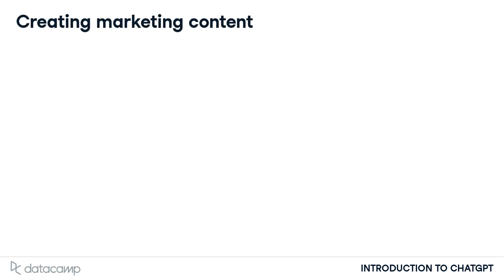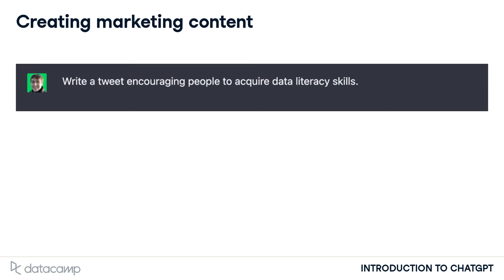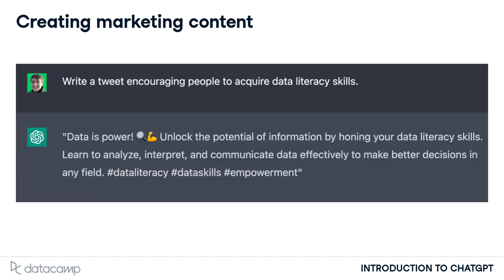Summarizing text or concepts is pretty cool, but ChatGPT can also perform more creative tasks, such as creating marketing content. Let's ask ChatGPT to write a tweet encouraging people to acquire data literacy skills. This tweet is pretty good. ChatGPT came up with a catchy slogan, "Data is power," considered Twitter's character limitations, and utilized hashtags and emojis to be relevant and engaging for the audience. ChatGPT is already being applied to streamline many different marketing tasks, including creating email templates, writing blog post titles and descriptions, and copy editing large bodies of text.